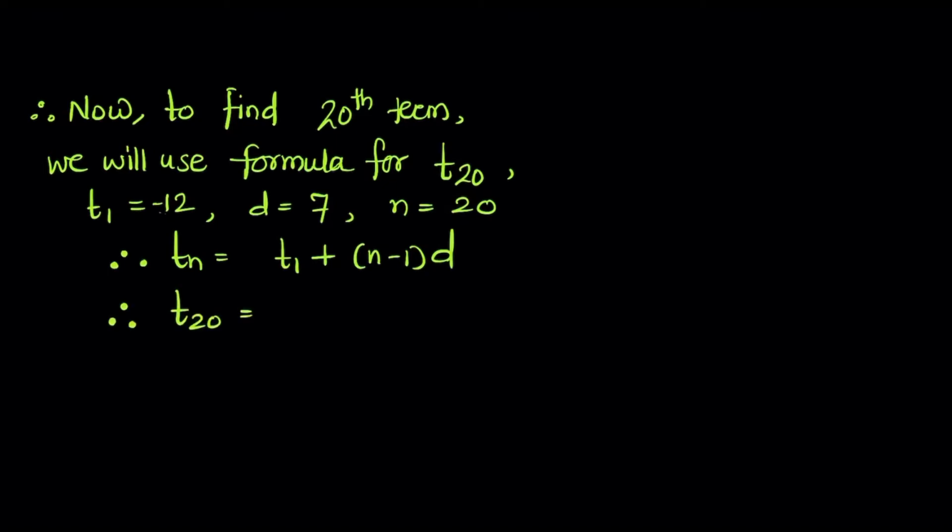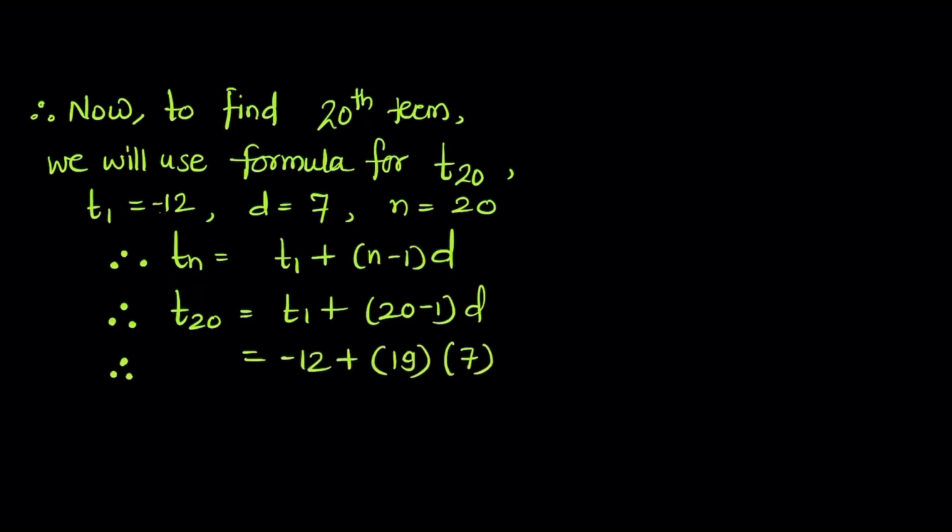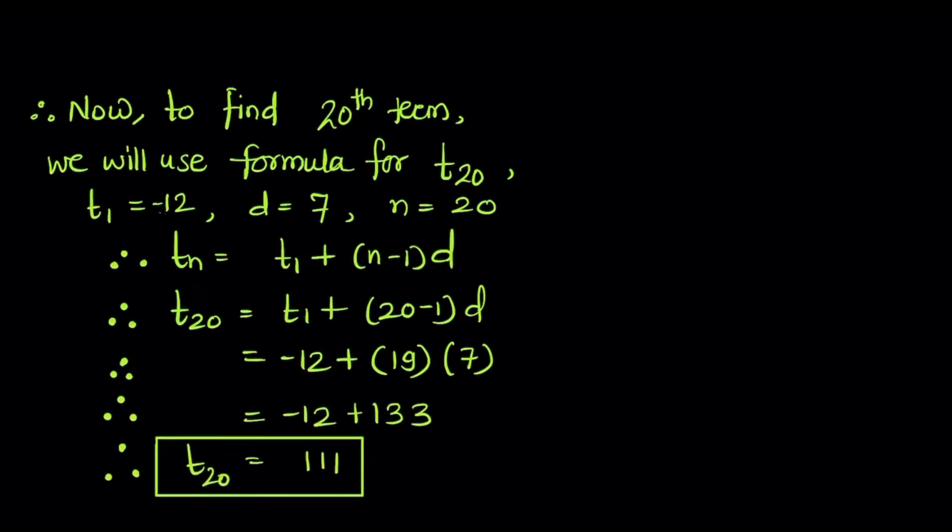So T20 equal to T1 plus 19D, right, 20 minus 1 is 19. Write down all the values: T1 is minus 12 and D is 7. So minus 12 plus 19 into 7 is 111. So T20 is 111.